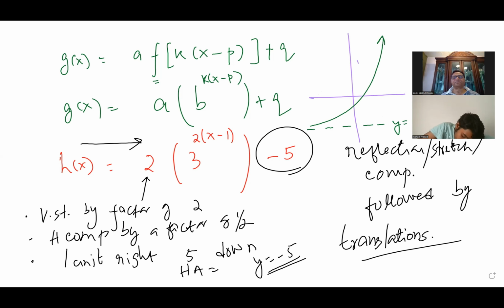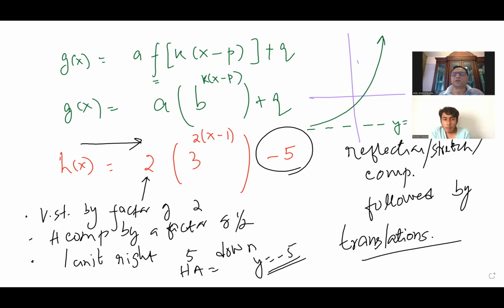Perfect? Okay, because it shifted 5 units down, right, sir? And 1 unit to the right. Correct? Yeah. So that is how it could look like. You can always transform the points and get the graph, right?